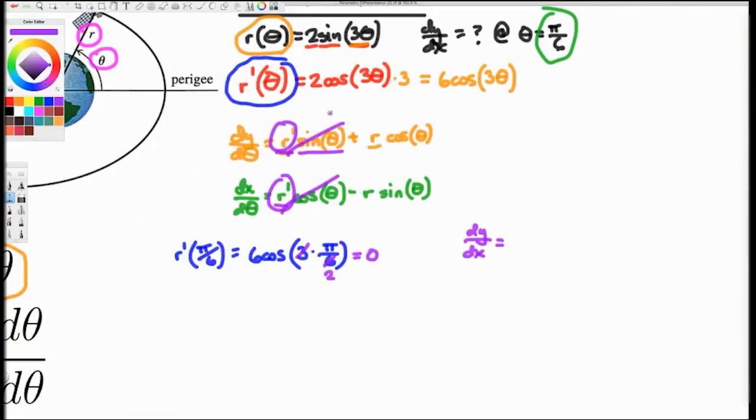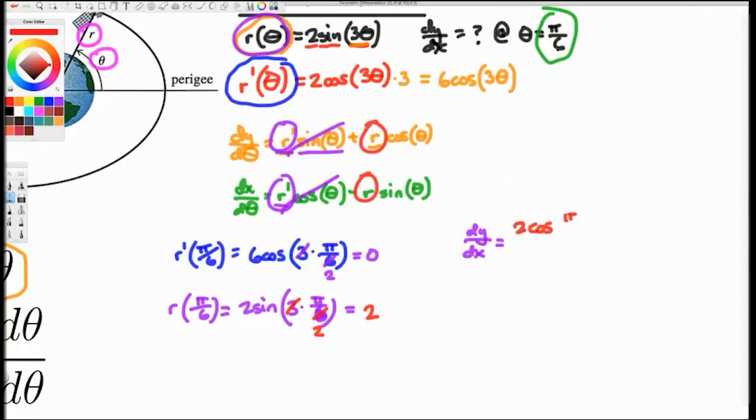So r of pi over 6, I should do that one really quick, is going to be equal to 2 times sine of 3 times pi over 6. Based on this up here, this is our r equation. This is pi over 6. So this is going to cancel to be pi over 2. Sine of pi over 2 is 1. So you should just get 2 for this. These are both 2. 2 cosine of pi over 6 divided by negative 2 sine of pi over 6.